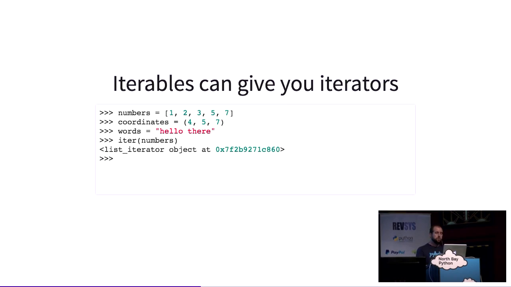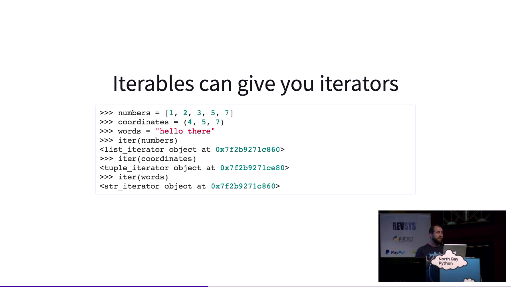Passing an iterable to the iter function will always give us back an iterator, no matter what type of iterable it is that we're working with. Lists, strings, tuples, sets, any type of iterable in Python, we can get an iterator from. Every iterable in Python will provide us with an iterator if we pass it to the built-in iter function. This is the way we get an iterator from any iterable in Python.